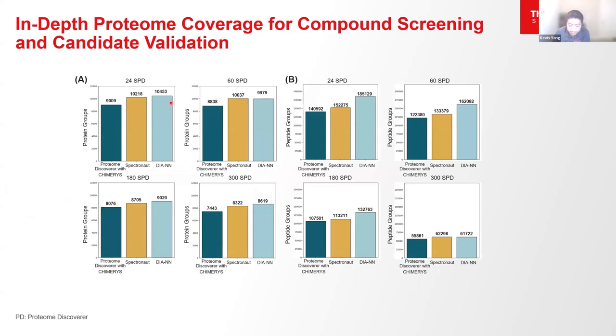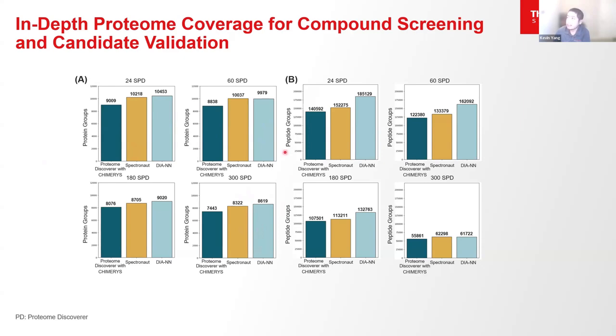So with that, we injected the PROTAC samples onto the Orbitrap Astral mass spectrometer, and this shows the coverage of protein groups and peptide groups at different throughputs. For protein groups, you can see that even at 300 samples per day, we can quantify about 8,500 proteins. This is a deep protein coverage at such a high throughput, and it works very well for the initial compound screening.